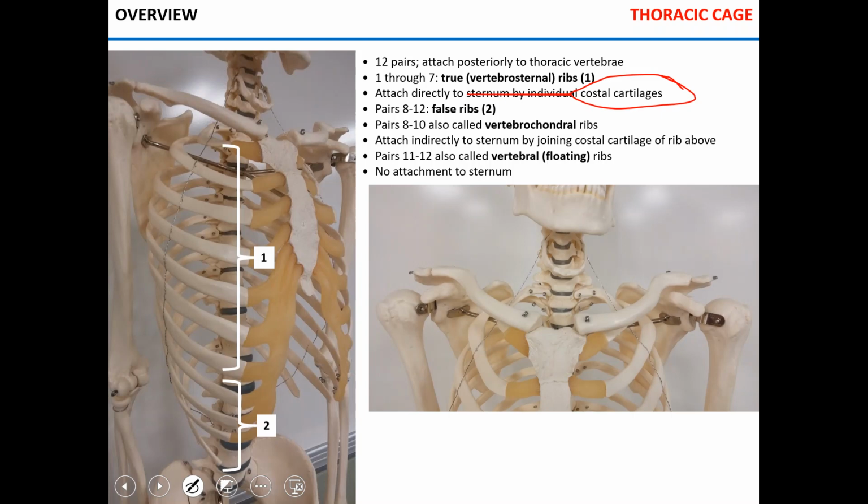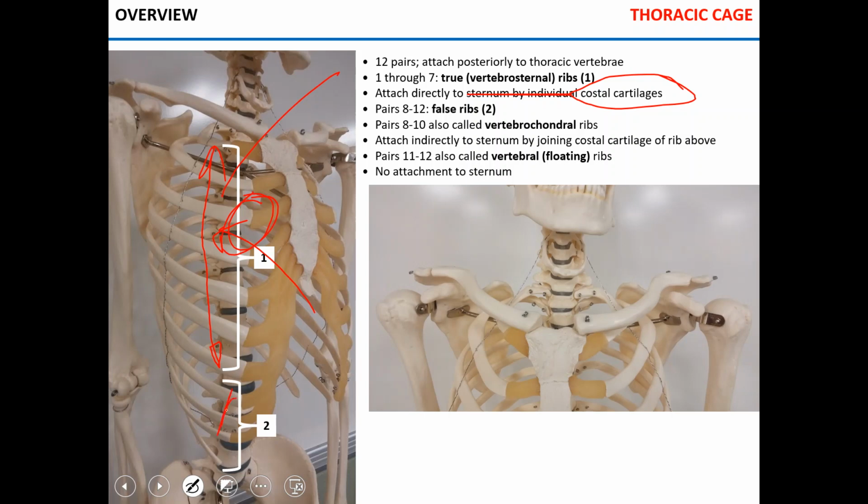So first to 7, these ribs here, these are called true ribs or vertebrosternal. Vertebrosternal comes from the fact that the head of the rib here articulates with the vertebrae, and the tail of the rib articulates with the sternum. Yes, the head is right here, and the tail is right here. 8 to 12 are false ribs.